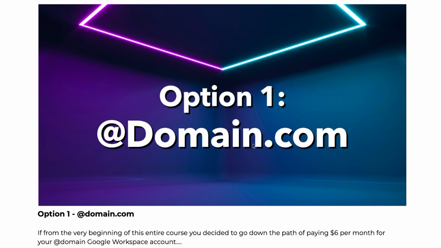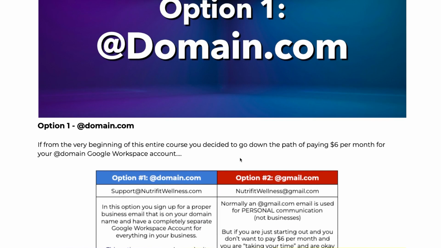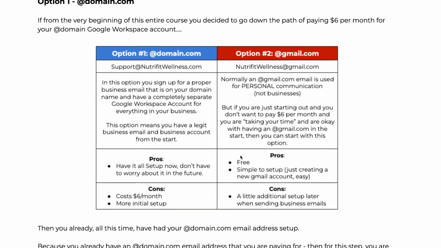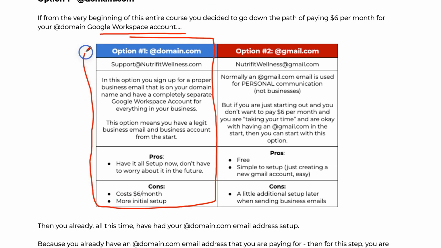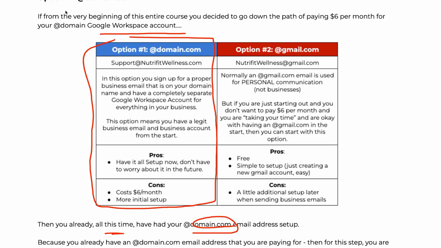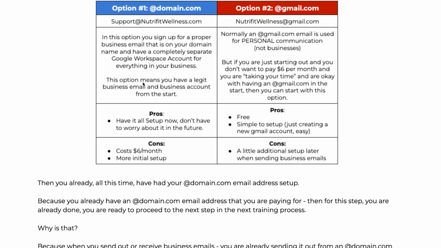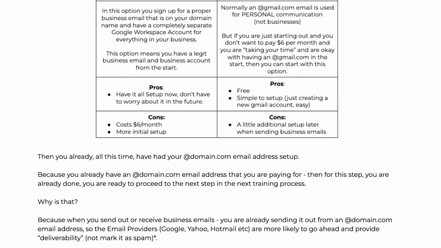So if previously, way back when you set up your professional business email address, you went with the @domainname.com option, right? That means that at this point, you have been paying all this time the $6 per month for your @domainname Google Workspace account, right? So if you proceeded with this option, then for the purposes of the business email sending setup, which is what we're going through in this training as a whole, you already have, and have had all this time, your @domainname email address set up. Because all this time you have already had your @domainname email address that you've been paying for. And so for this step only, right?